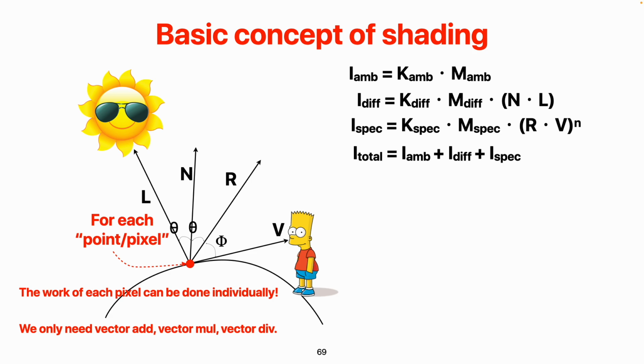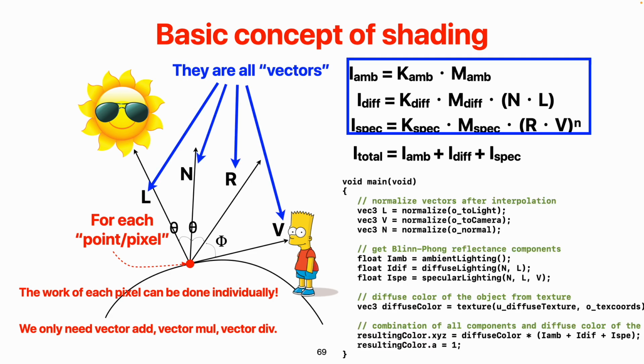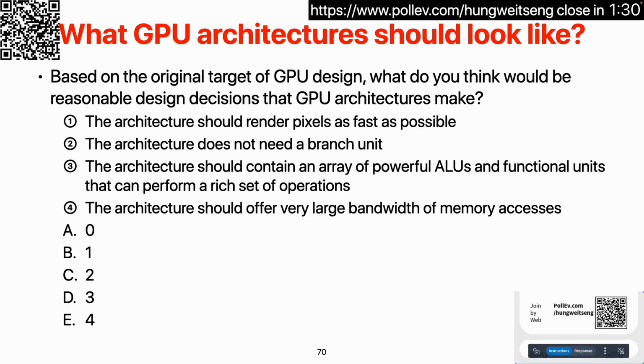And if you look at the vector operations they need, it's vector inner product and vector element-wise summation, right? So this is the very basic C code for performing toon shading. Based on this, if today I want to design a specialized processor for computer graphics, what should that processor look like?